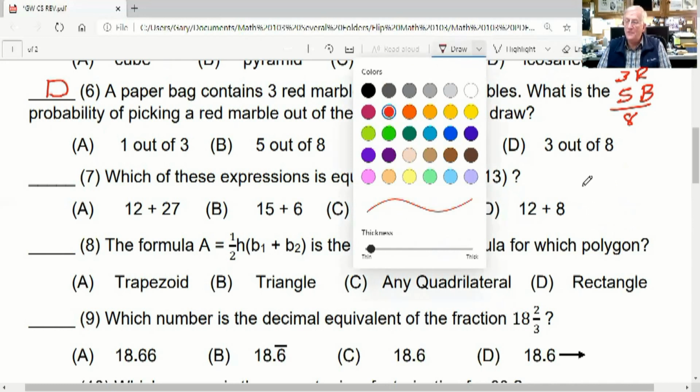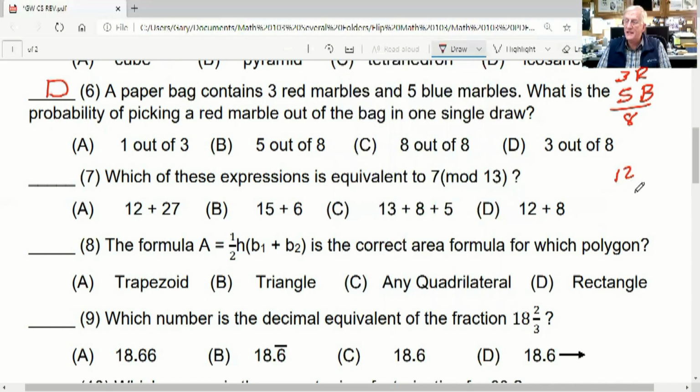All right, so if I take 12 and 8 and add them together, that's 20. 20 divided by the mod number 13 goes once with a remainder of 7. And that's the one I want. So therefore, the correct answer is, of course, D. The formula A equals 1/2 H times the quantity B1 plus B2 is the correct area formula for which of these polygons?